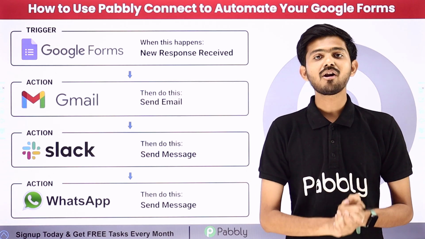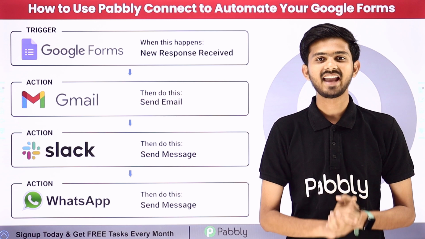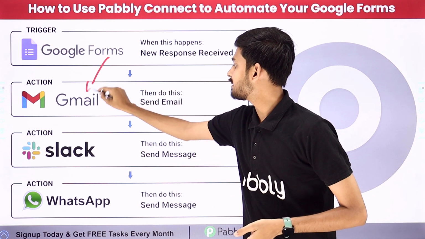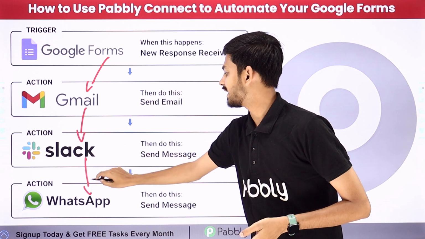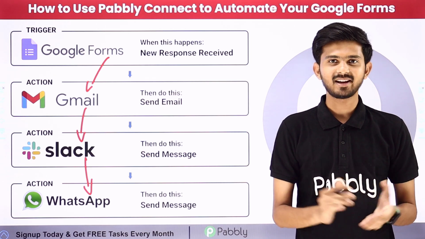filled. I'm going to do all this with the help of Pabbly Connect, which is an amazing software for automation and integration. So here I'm going to build a connection between Google Forms, Gmail, Slack, and WhatsApp Cloud API. So how am I going to build this connection? For that, let me take you to my computer screen.